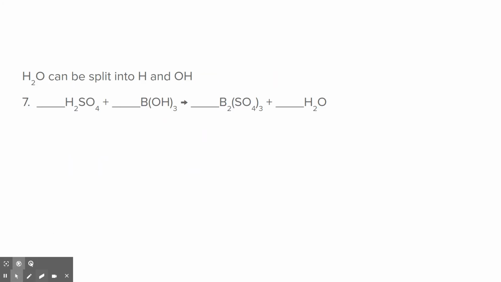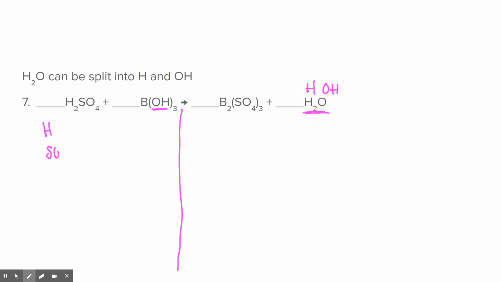For our last example, anytime you see OH on one side and then H2O on the other side, you're going to split water. We can split water into H and OH. Okay? So that is exactly how I'm going to list it down here for my elements. I have H, SO4, B, and then OH. On the other side, same thing. H, SO4, B, OH.